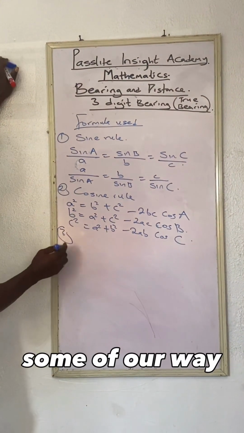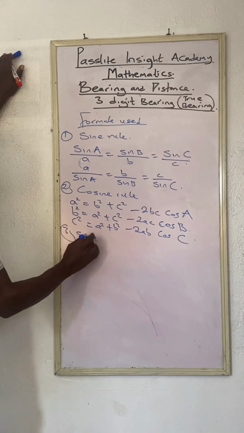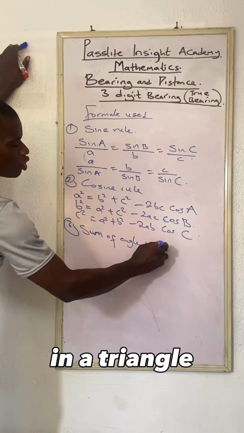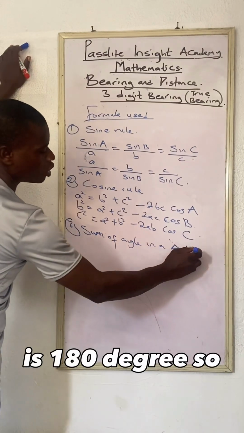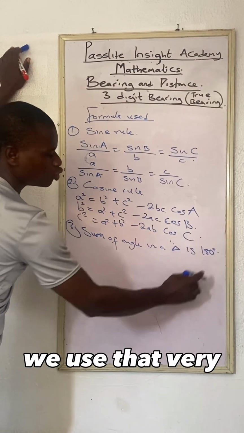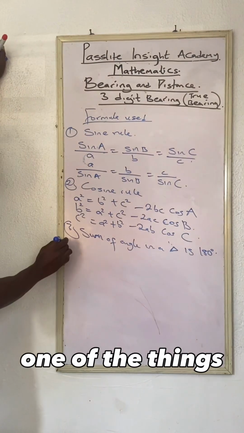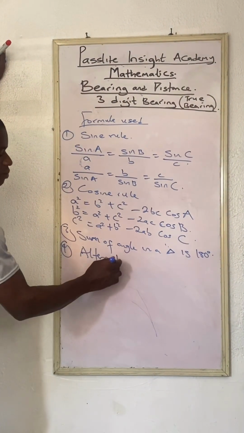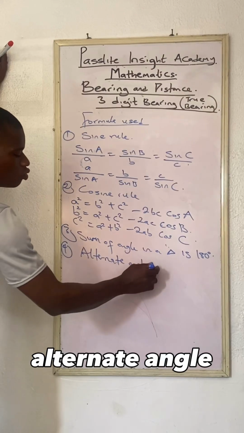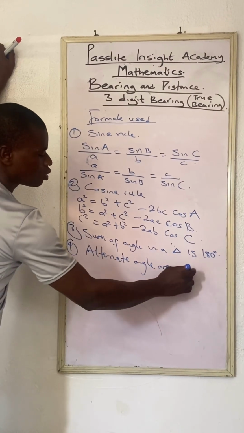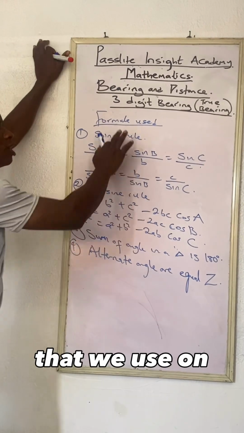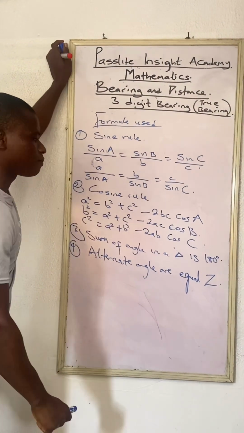So let's go to the sum of angles in a triangle. We also use that here. The sum of angles in a triangle is 180 degrees, very important. Also, one of the things we've used before, alternate angles are equal, which is our Z. So these are the things that we use on 3 digits bearing.